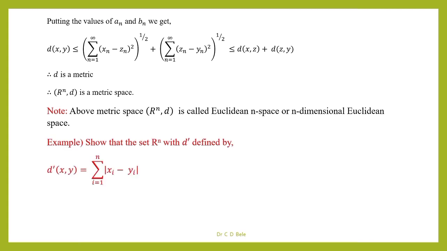Next example: show that the set R^n, the same as defined in the above example, that is the n-ordered tuples, with d' defined by d'(x,y) equal to the summation of the absolute value of xi minus yi, i equal to 1 to n, for all x equal to the ordered n-tuple (x1, x2, ..., xn), y equal to the ordered n-tuple (y1, y2, ..., yn) belonging to R^n, is a metric space. So for that we have to consider the properties one by one.